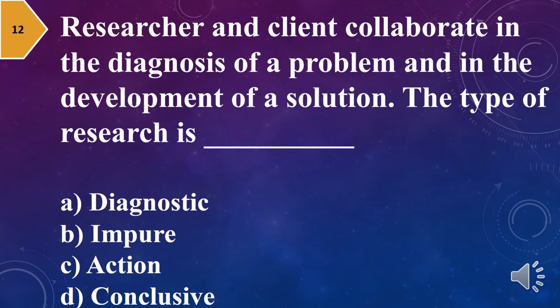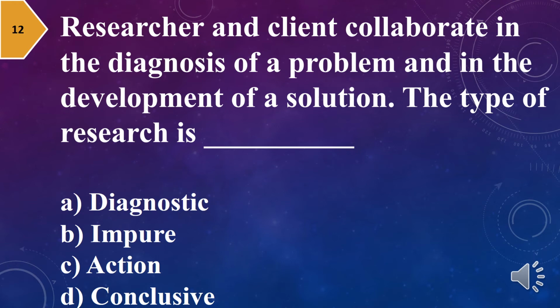Next question. The researcher and client collaborate in the diagnosis of a problem and in the development of a solution. The type of research is, the options are diagnostic research, impure research, action research, and conclusive research. So here let's take up an example wherein an education institution requires some improvement in the system, like bringing in NBA accreditation or things like that. So the institution can call upon a client and collaborate with them to come out with that problem wherein that institution was not getting NBA.